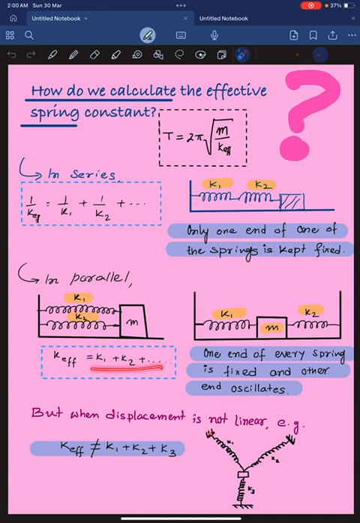This logic cannot be applied here. It is because the displacements in the springs are in different directions. So we have to first calculate the displacement using the vector addition formula, and then we have to calculate the effective spring constant.